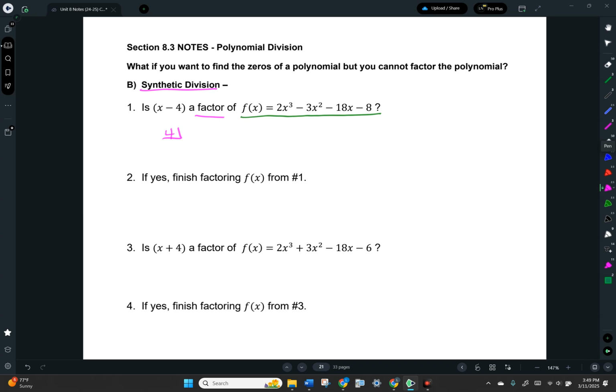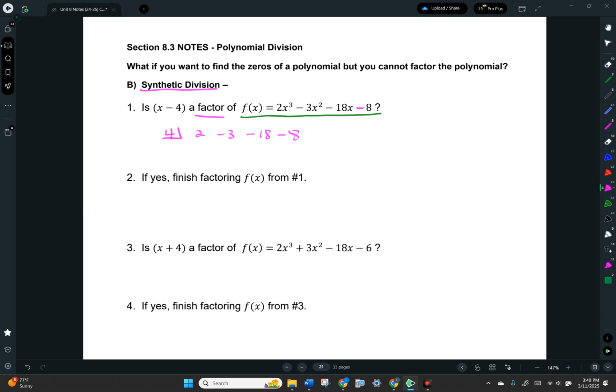Okay, so it's kind of like I'm dividing by 4. And then across this row, I'm going to start listing the coefficients for my polynomial, just the number in front. So I'll list the 2 for the x cubed, the negative 3 for the x squared, the negative 18 for the x, and then the negative 8. It's a shortcut. We're not really writing the x's, even though it's implied that they're there.